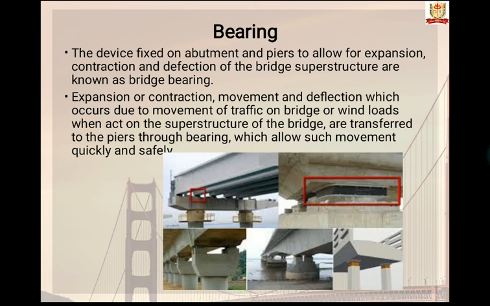Bearing. The device fixed on abutments and piers to allow the expansion, contraction and deflection of the bridge superstructure is known as a bridge bearing. Expansion or contraction movements and deflection, which occur due to the movement of traffic on the bridge or wind loads acting on the superstructure of the bridge, are transferred to the piers through the bearings, which allow such movements quickly and safely.